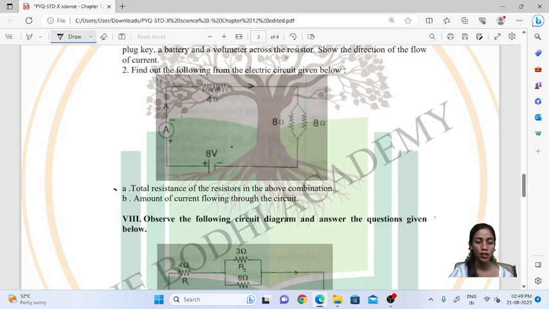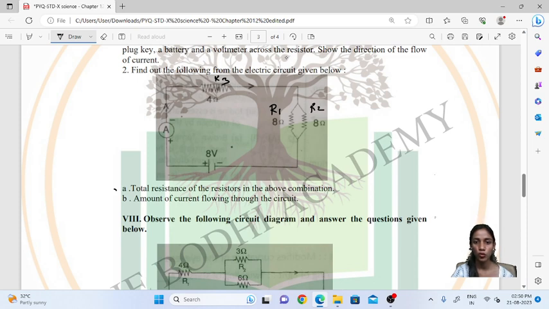The first thing is the total resistance of the resistors in the above combination. So you have to find the total resistance in this connection. First of all, pay attention to the connection. Let's look at this. These two, 8 ohms and 8 ohms. Let's give them names, numbers. Let this be R1, let this be R2, and let this be R3. Now how to solve this? First of all, how are these connected? This R1 and R2 are in parallel connection, and then these two are in series with this.